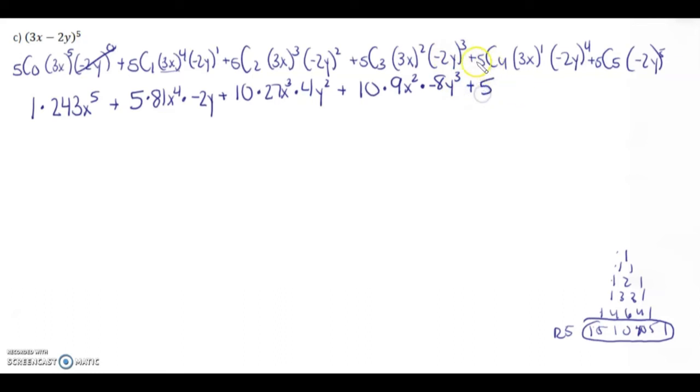Okay. 5 choose 4 is 5. And then 3x to the 1 is going to remain as 3x. Then negative 2 to the exponent 4 is going to be positive 16 y to the 4. And then 5 choose 5 is 1. And then this is going to be negative 2 to the exponent 5. We're going to get negative 32. And that's going to be y to the exponent 5.